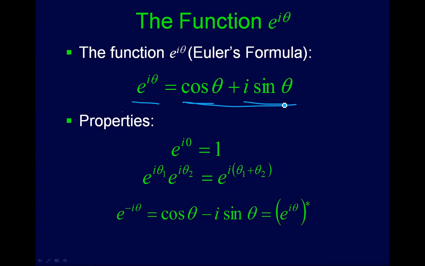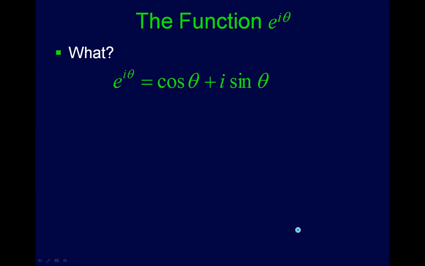Now, if you take this interesting formula, it behaves very similar to an exponential function. So here's a couple of things that it does that an exponential function would do just as well. And furthermore, taking the complex conjugate of either the exponential side or of the cosine theta plus i sine theta side gives you the same thing, which is the complex conjugate of e to the i theta. Now, we're going to use this a lot, and so we want to try to understand this a little bit better. And so a lot of times people are like, what?